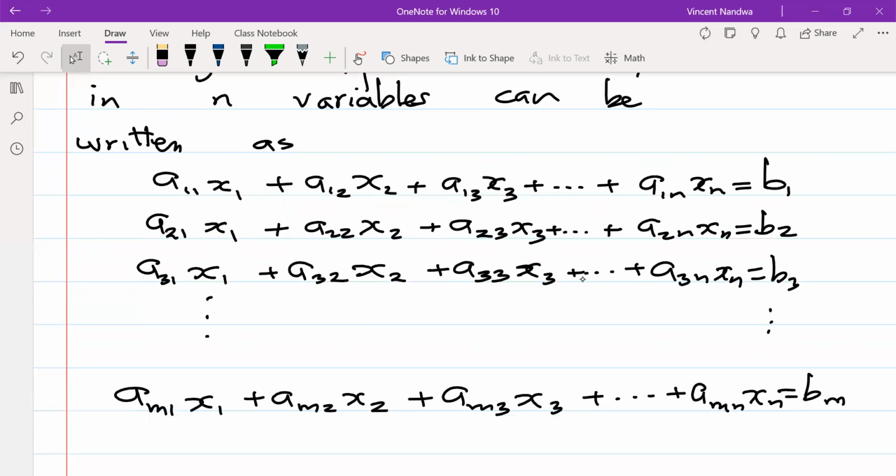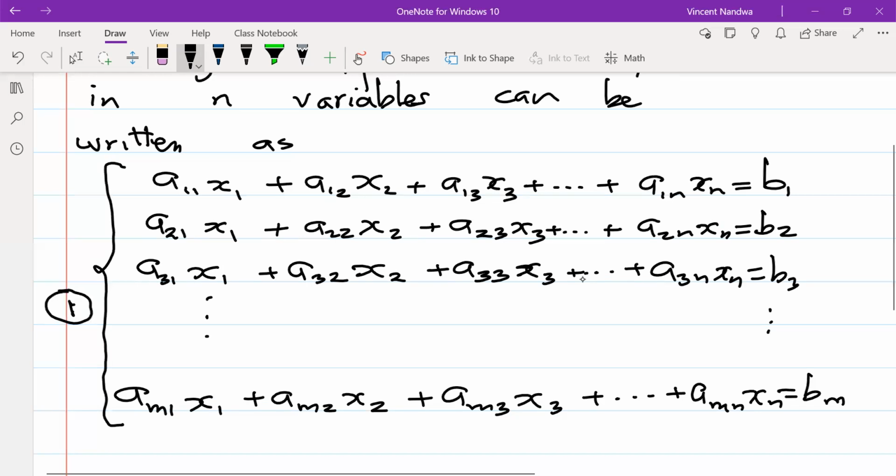So this is what we call a system of m linear equations in n unknowns. So b1, b2, b3 up to bm are just constants. So let's call this 1. Let's call that system 1.